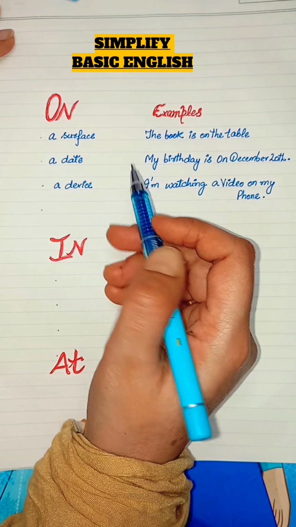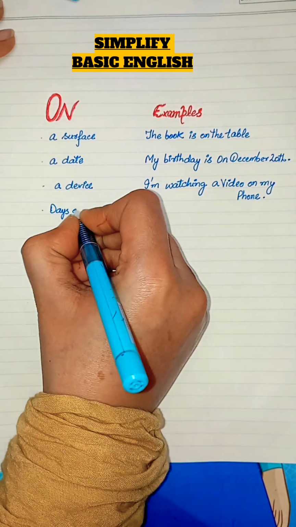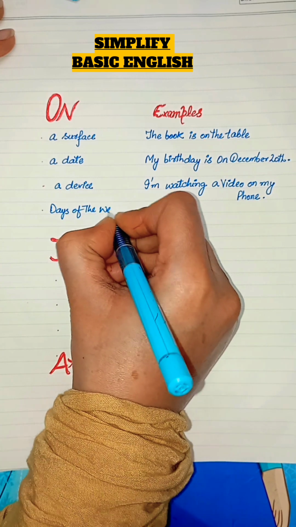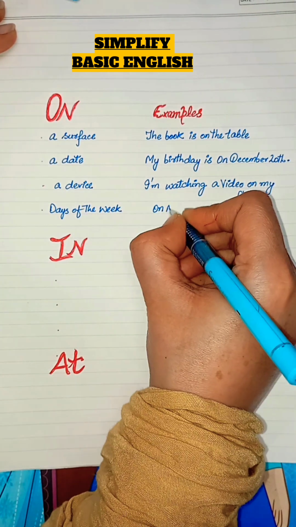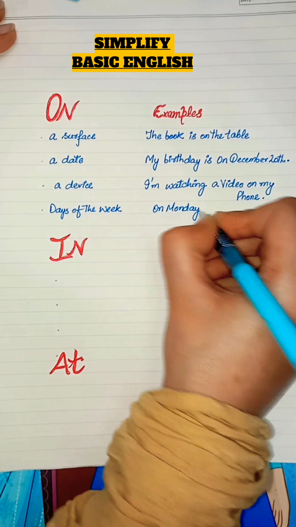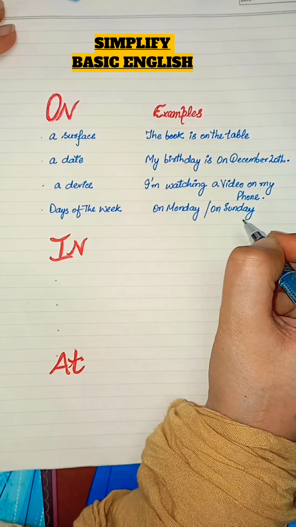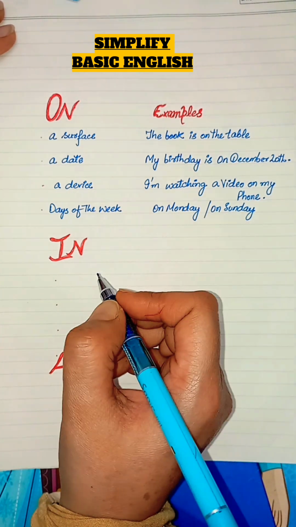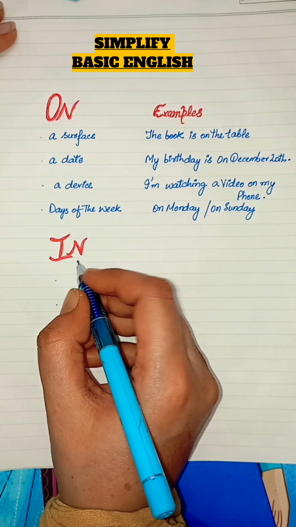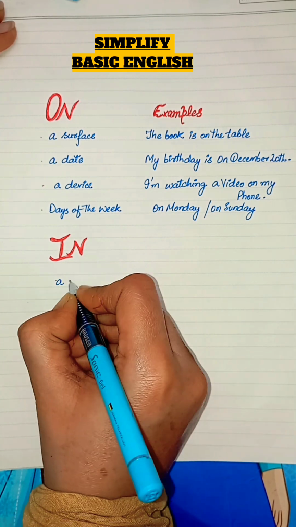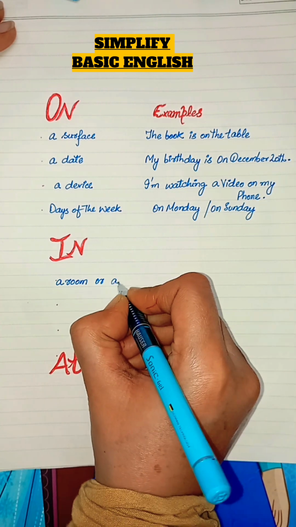We also use on for days of the week. Like on Monday, on Sunday. Let's move on to in. We use in to talk about a room or a building.